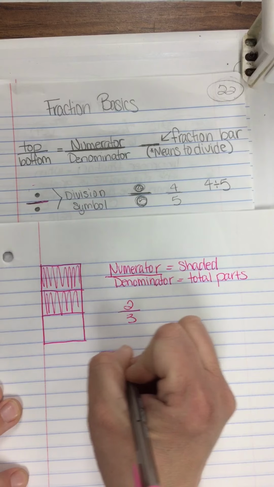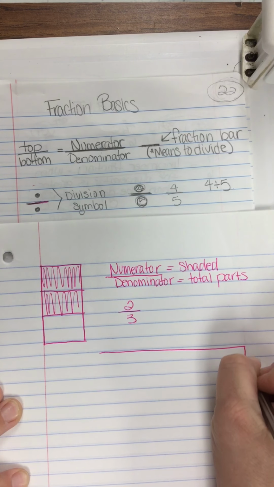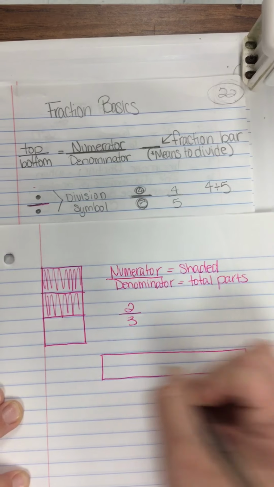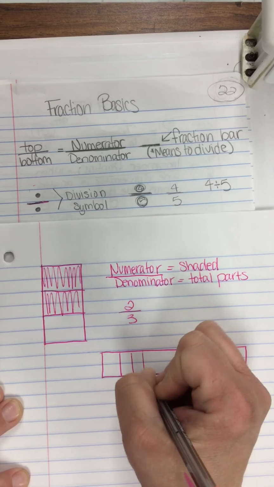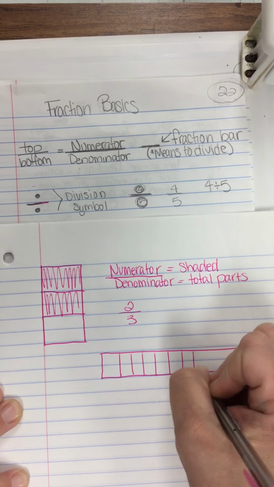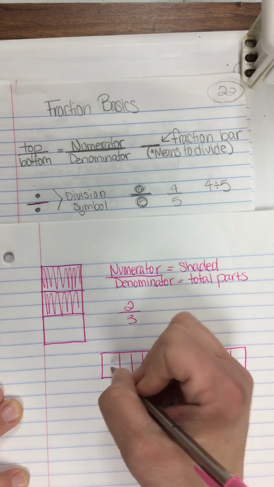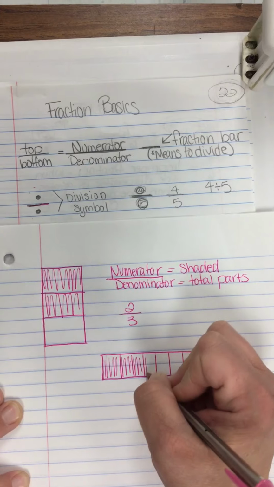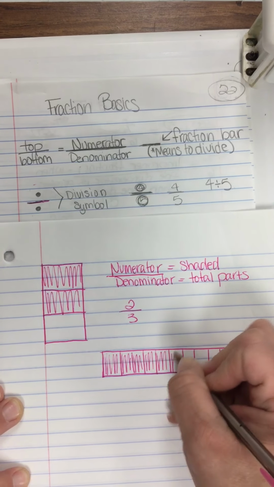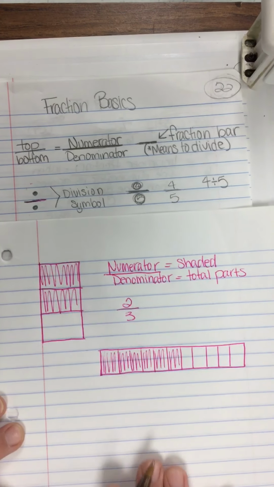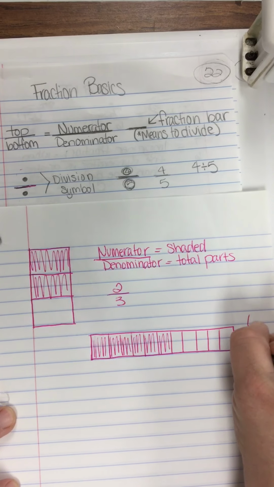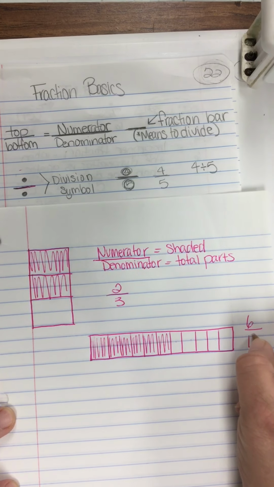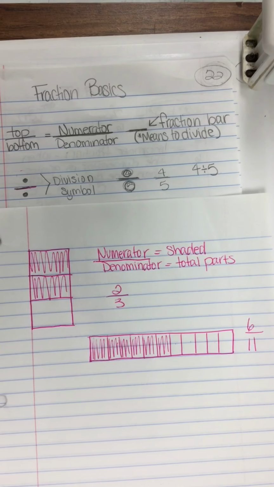If I was to draw this picture, I have 6 shaded out of 7, 8, 9, 10, 11. 6 out of 11 would be my fraction.